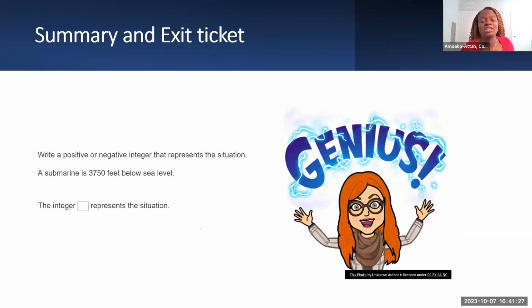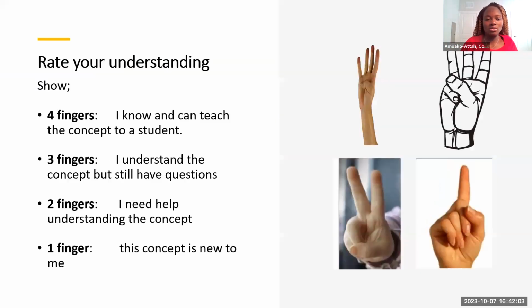A submarine is 3,750 feet below sea level. So go back to when we were looking at problems that relate to everyday life activity. Below sea level is negative. The sea level is 0. Below sea level are negative values. Above sea level becomes a positive value. So always know where your zero starts. The start point becomes a 0. Then below it becomes negative values, above it becomes positive values.